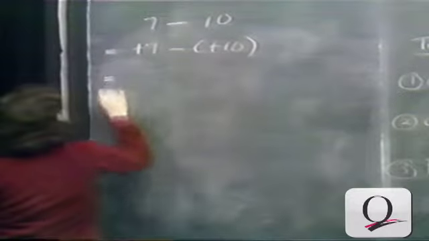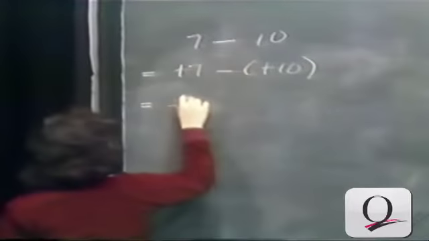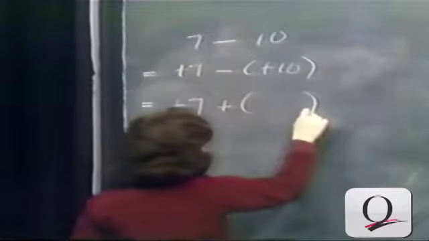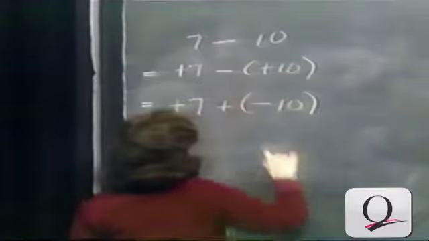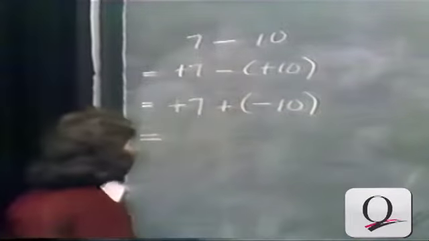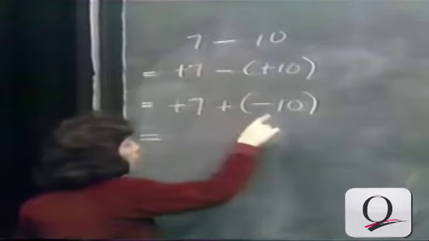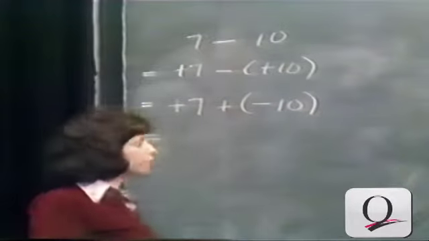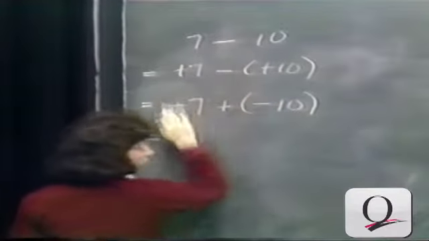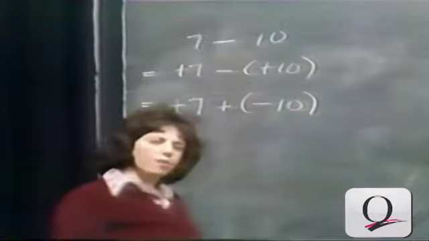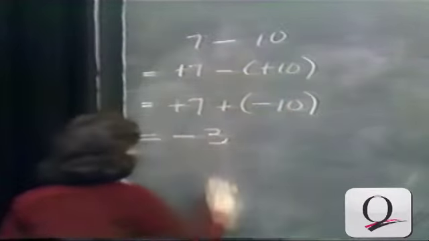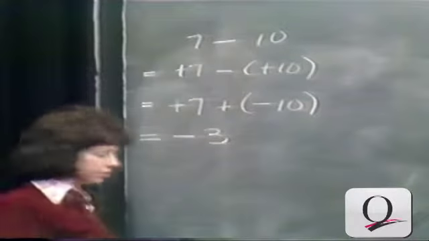To subtract, what we're supposed to do is leave the first number alone, change the subtraction to addition, and change the sign of the number being subtracted, or the second number in this case. Now we follow the rules for addition of signed numbers. Plus 7 and a minus 10. We are adding two numbers with different signs. We block out the signs, and we get 7 and 10. 10 take away 7 gives you 3. The larger number is the 10. It has a minus sign, so the answer is negative 3.